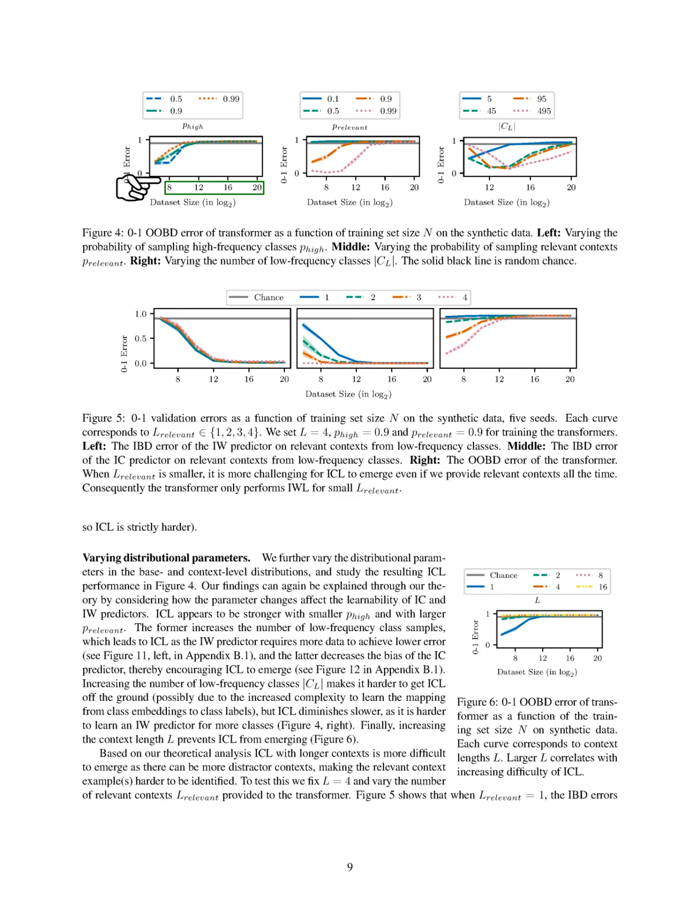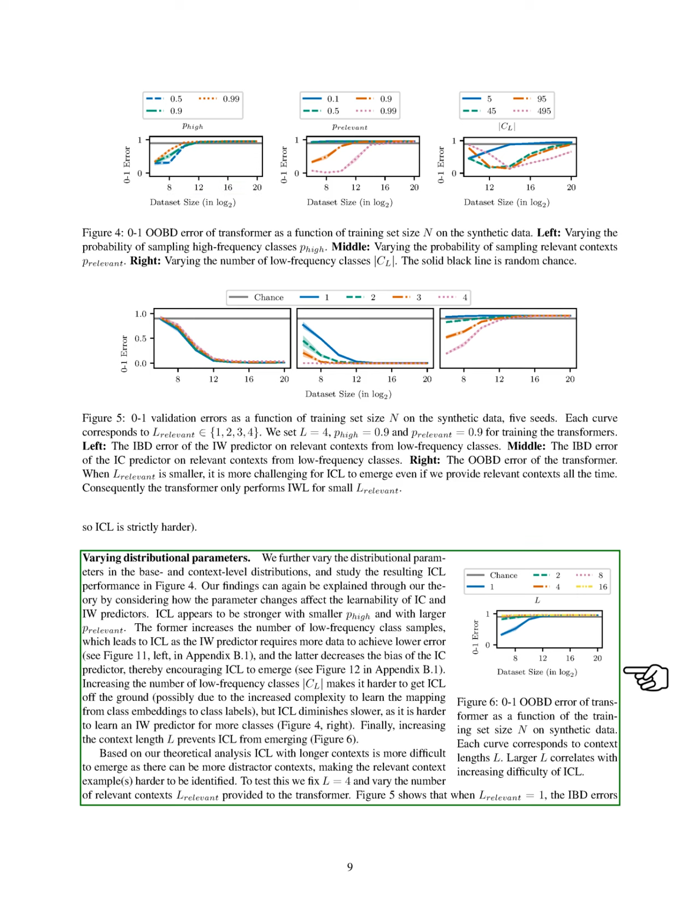Next, we explore how varying distributional parameters affects ICL performance. Our findings indicate that ICL is stronger with fewer high-frequency samples and more relevant samples. Fewer high-frequency samples increase the number of low-frequency class samples, which helps the IW predictor reduce error. More relevant samples reduce bias in the IC predictor, promoting ICL.